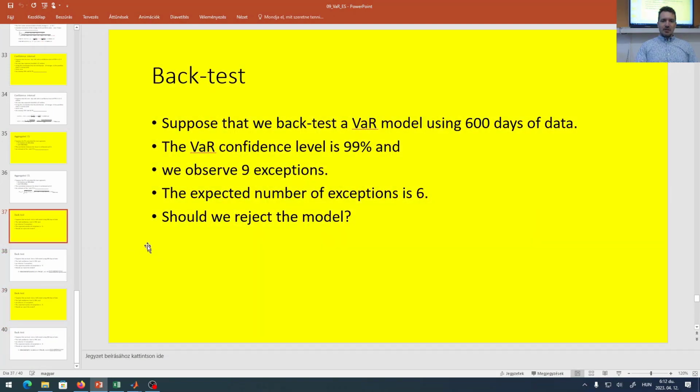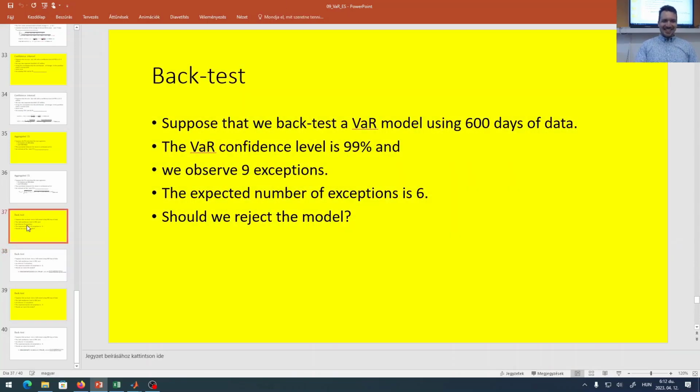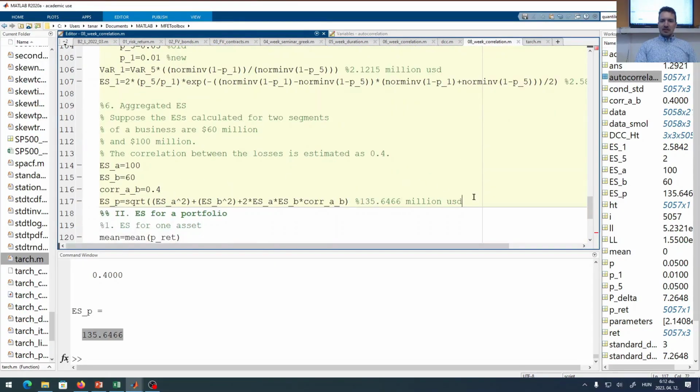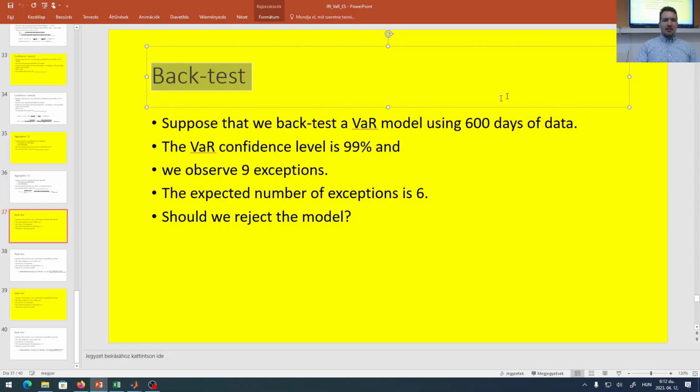So this is where, should we reject the model or not? So are we inside the confidence interval or not? Okay, this is calibrated for Excel. So let's see how we can do this in MATLAB. So, backtesting. Next week practically we will work a lot with backtesting. So this is the introduction just for the next week.